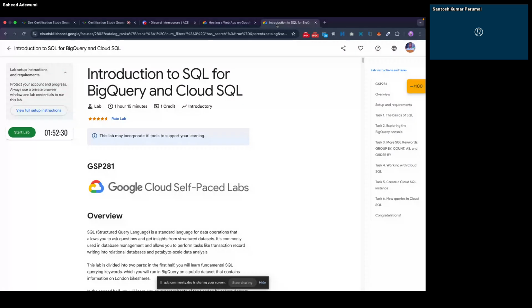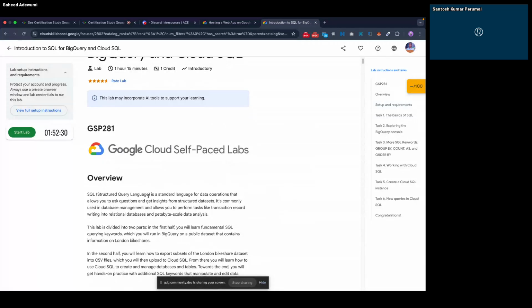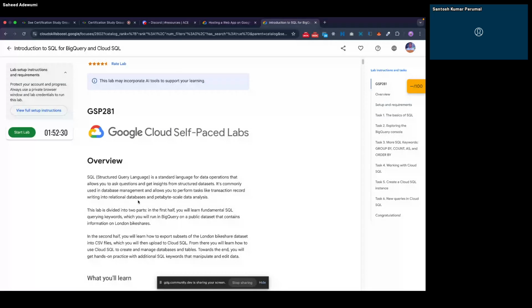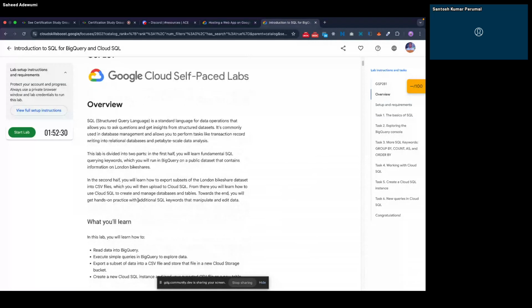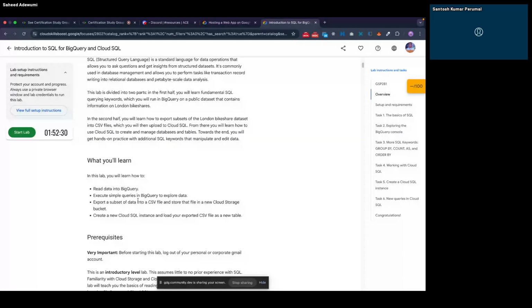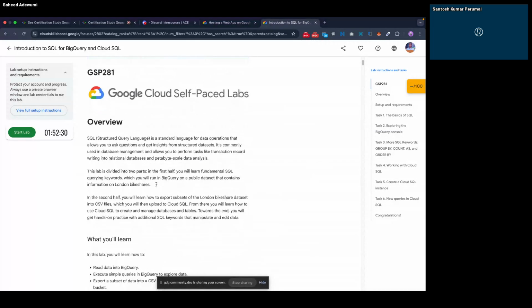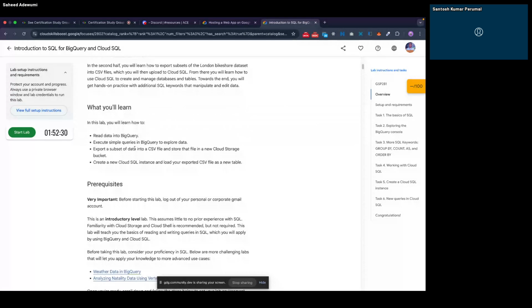Okay, thank you. So this is introduction to Cloud SQL for BigQuery, the setup of Cloud SQL for BigQuery. So, introduction to SQL: we have Structured Query Language. It's a programming language for querying data and datasets. So here we are going to set it up on Google Cloud, and what we will learn is reading data into BigQuery and executing a simple query.